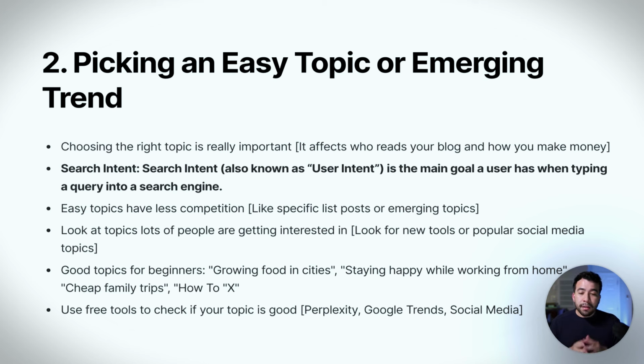Look at topics that lots of people are getting interested in. So again, use tools like Google Trends or just social media tabs where it has the trending tab. Then you can also use free tools like perplexity.ai, which allows you to run 5 free credits every single time. That's more than enough per day. You can use Google Trends and other social media platforms.